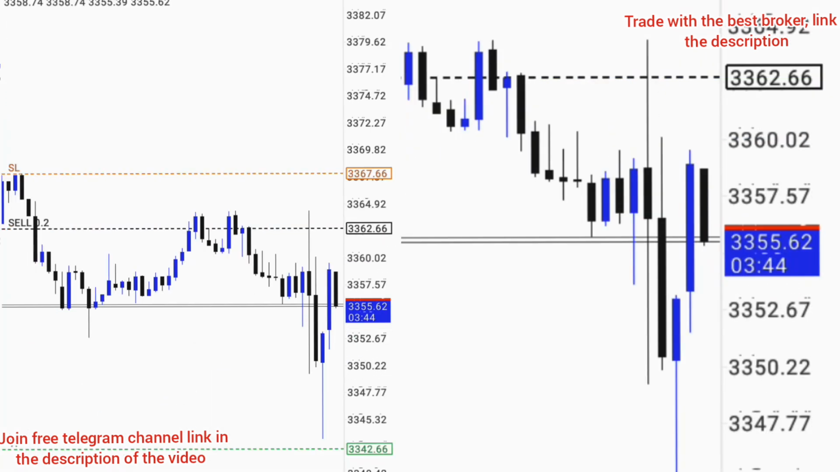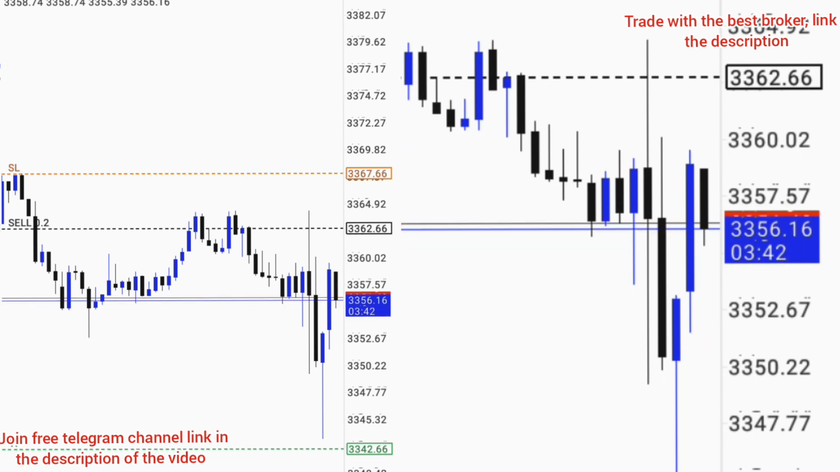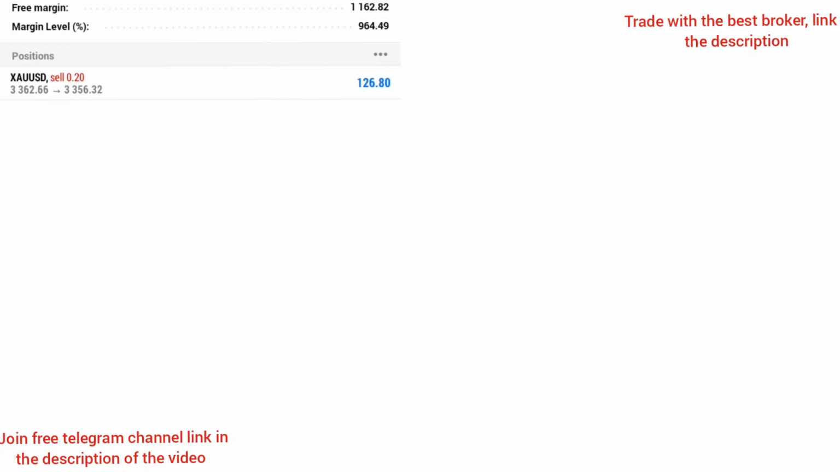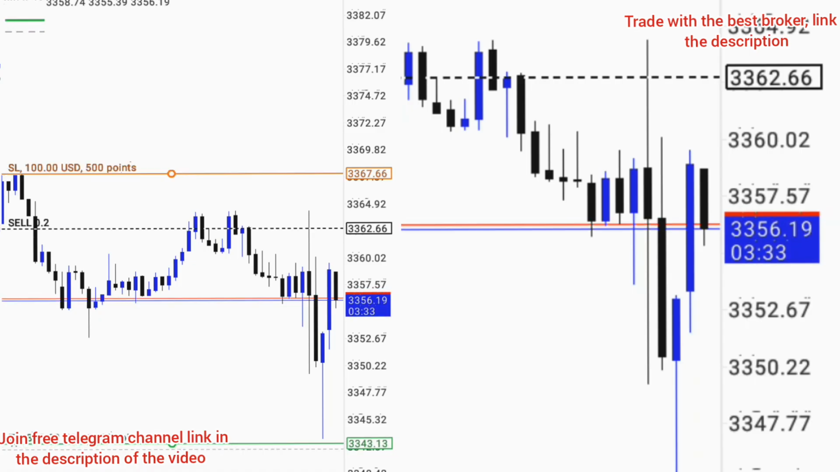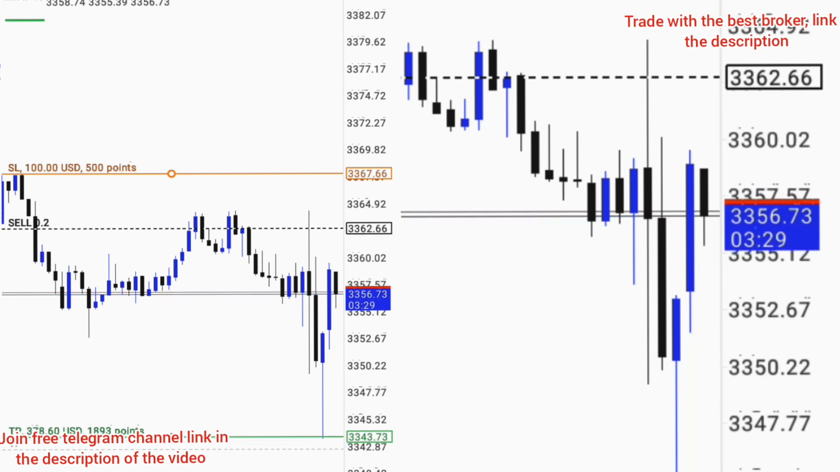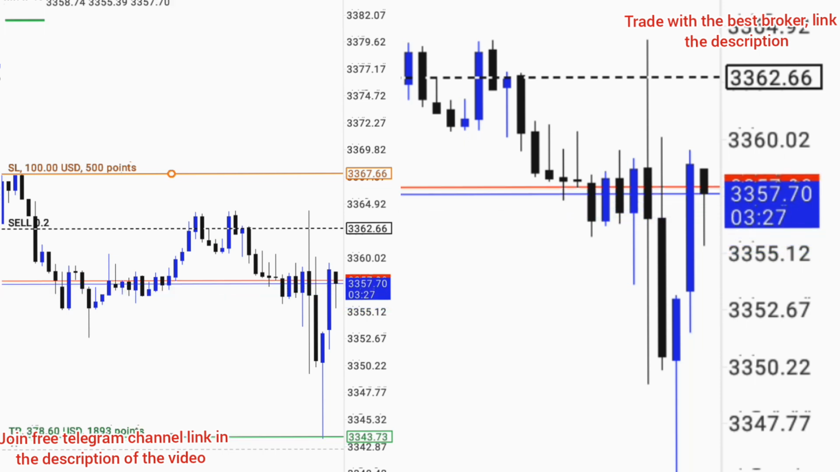Let's trade, guys. So guys, this is the progress for the account. We are about to hit our take profit. We moved just only 17 pips to hit our take profit, but I'm going to hold this trade until we hit our take profit. It's a very good trade, so let's see how it plays out.